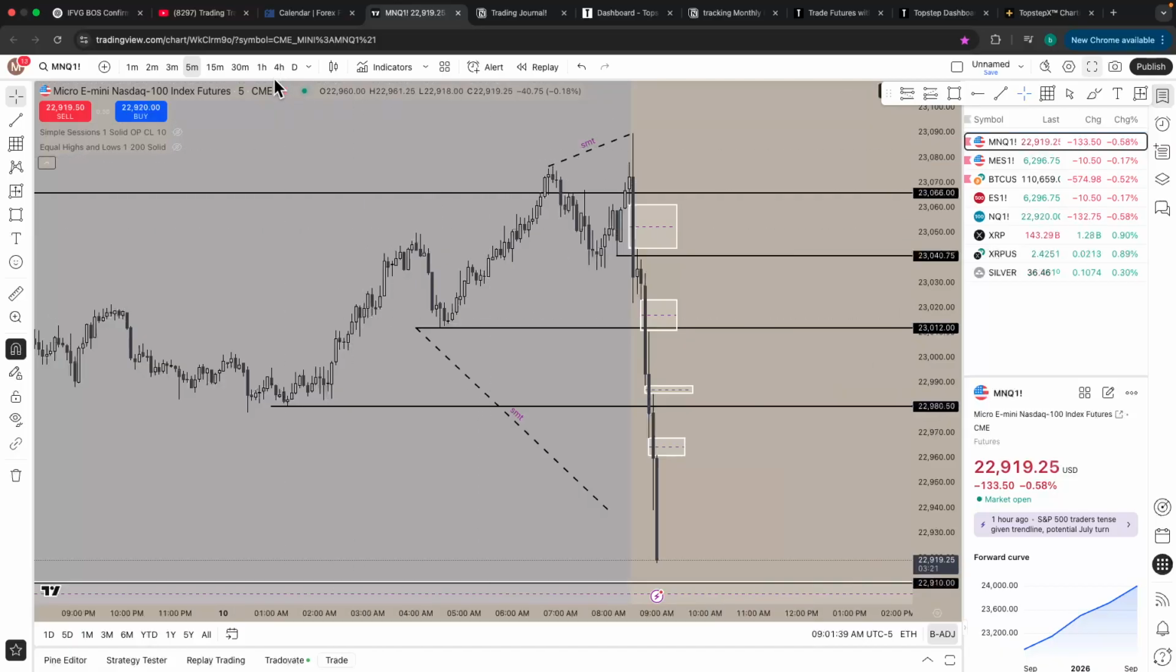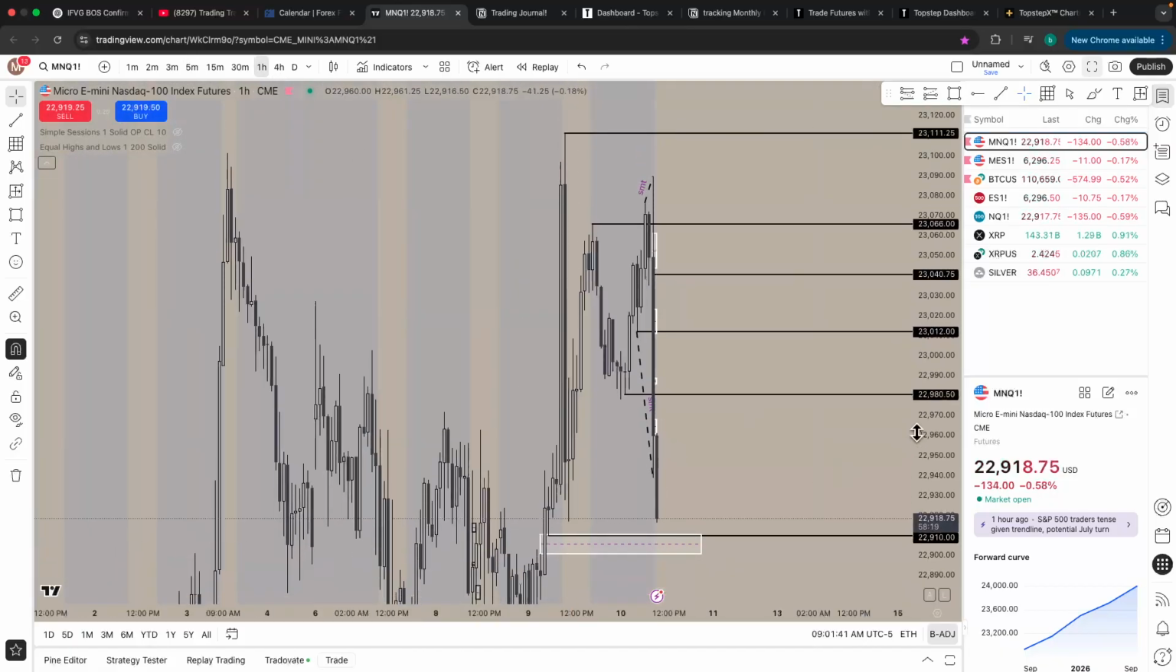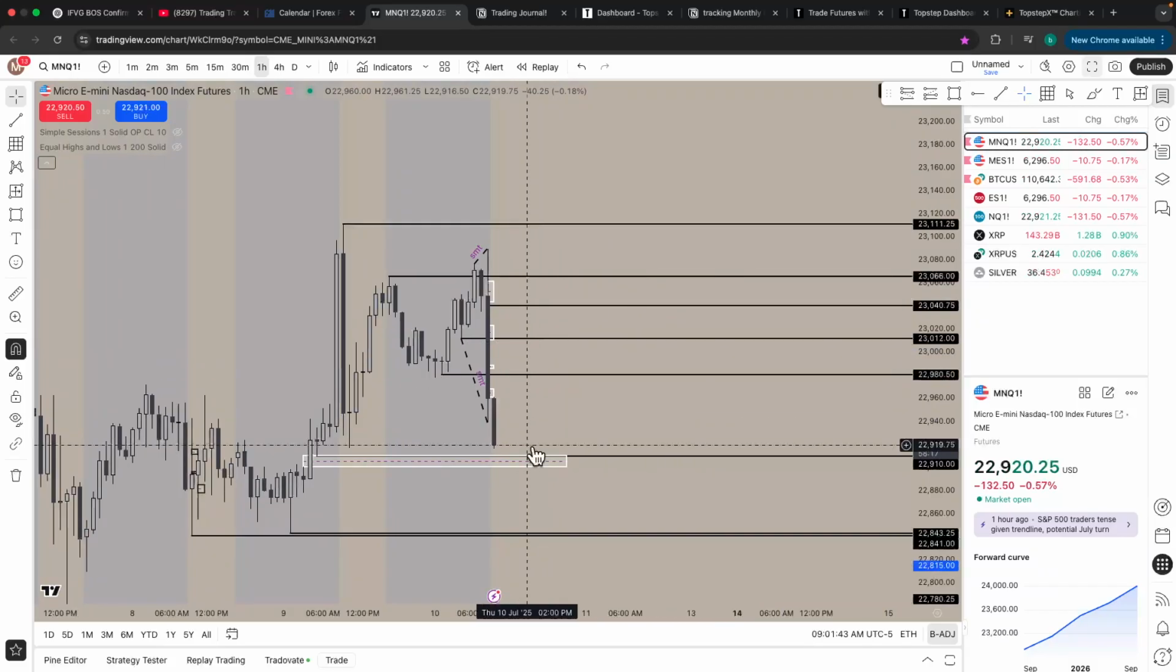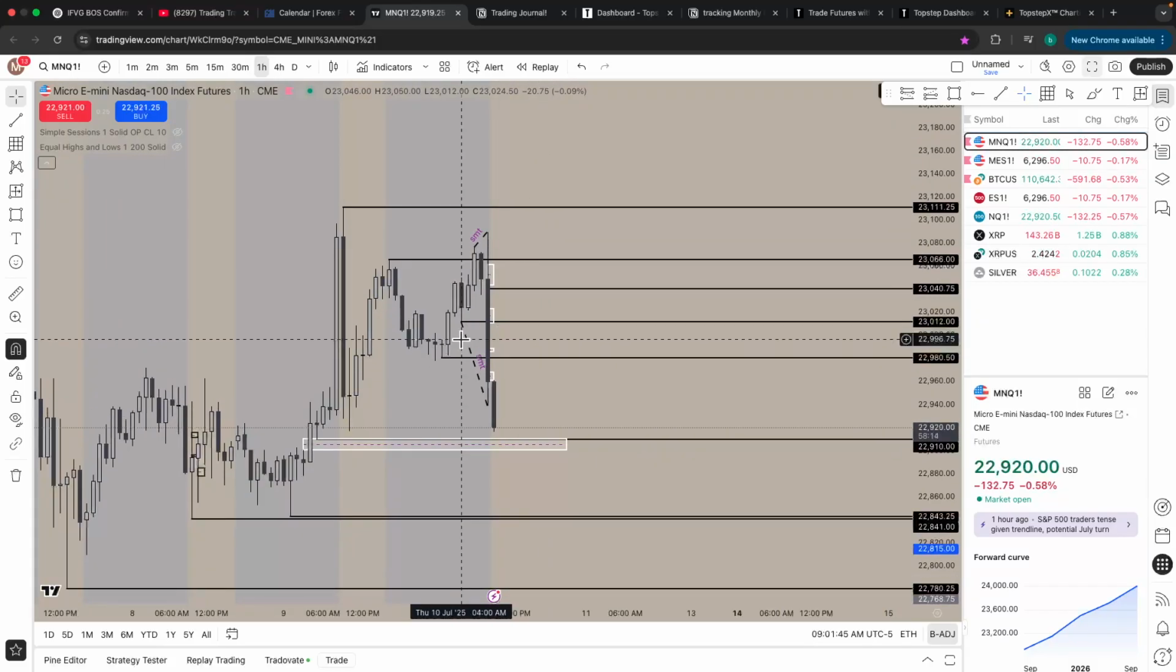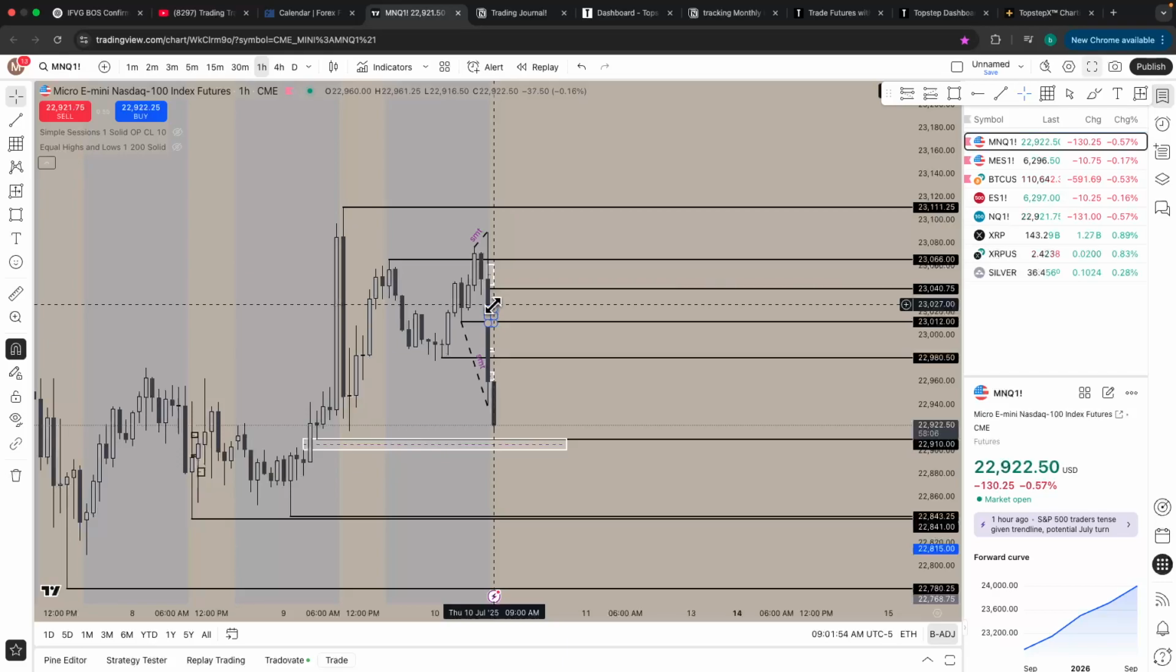Let's look at the 1 hour. Look, bro, this whole move this morning. Straight continuation of the trend. We came back down on this candle. If we go to the 5 minute, you would see it, but damn, that's a bitch.